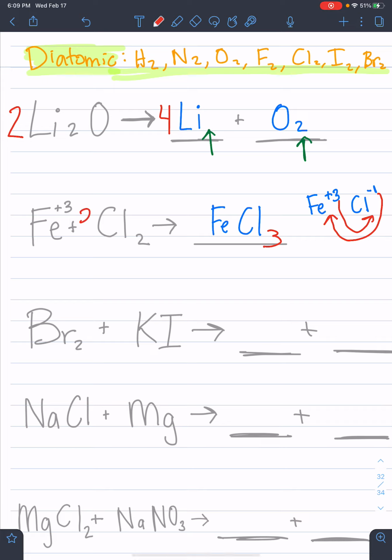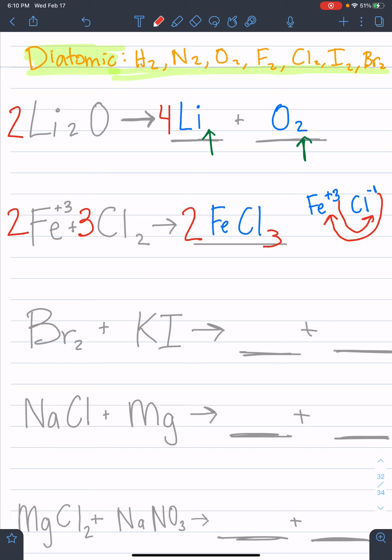So if we put a 3 up front, that'll be 3 times 2 to get you 6. If we put a 2 up front here, that one will be 2 times 3 to get you 6 Cls. Now that we added a 2 in front here, this 2 goes for the Cl, but it also goes with the Fe. So we know if we have 2 Fe, then we need to also have a 2 in front of our Fe over here to get 2 Fe.